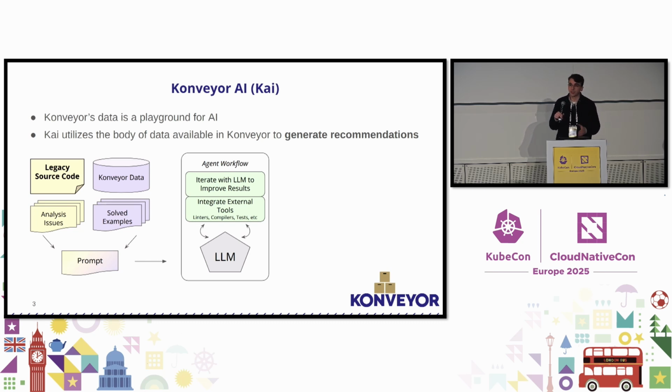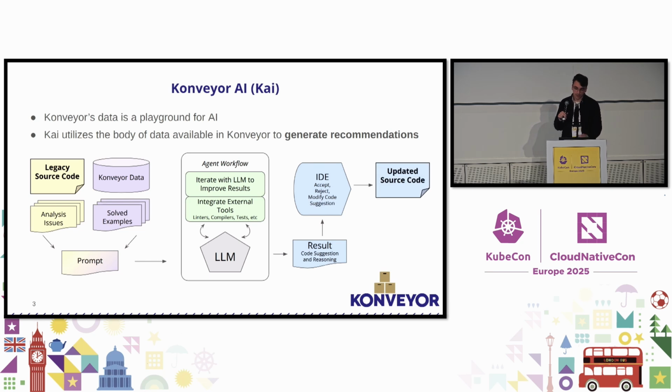Here's how I accomplish it. For example, if we want to migrate Java, we say, hey, I'm going to need access to a Java compiler. We're going to have a Java linter, maybe access to the file system, et cetera. And it iteratively goes over and over until a satisfactory result is produced. Then that result gets passed to the user via an IDE extension, and the user can either accept it, reject it, or modify it as needed. And we have the updated source code.